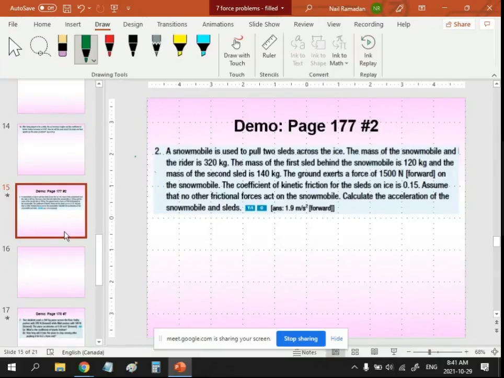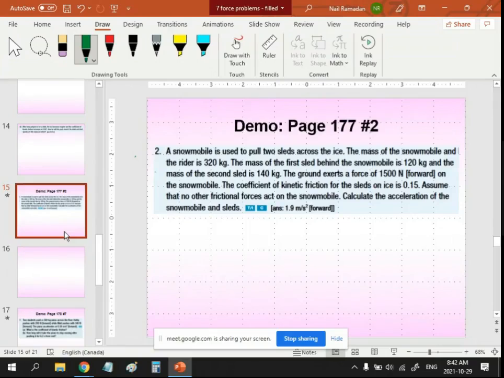A snowmobile is used to pull two sleds across the ice. The mass of the snowmobile and the rider is 320 kilograms, and according to our sig fig situation, this is two sig figs because the zero at the end does not count. The mass of the first sled behind the snowmobile is 120 kilograms, and the mass of the second sled behind the first sled is 140.